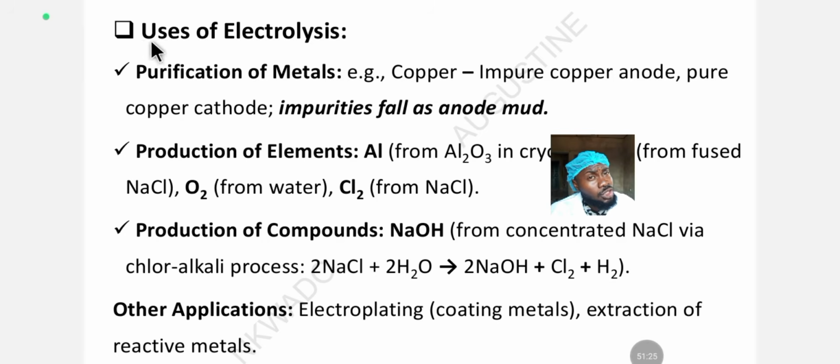Now, let's look at the uses of electrolysis. The first use we have here is purification of metal. During electrolysis, the ores of the metal, or the impurity, that thing that is making the metal impure. I already explained impurity to you when we treated types of substance, impure and pure substance. When you have anything in an element that is not of that element, it becomes impure.